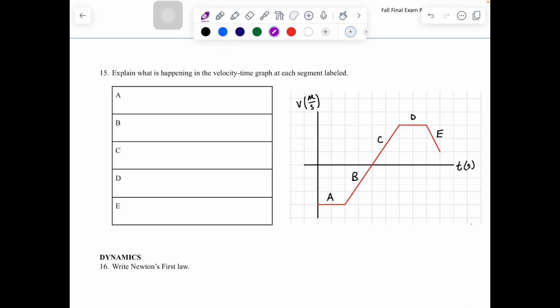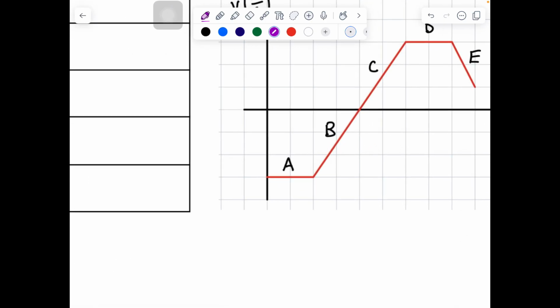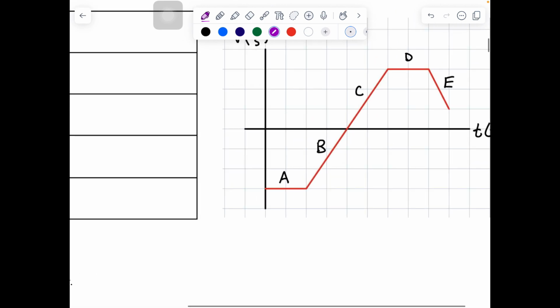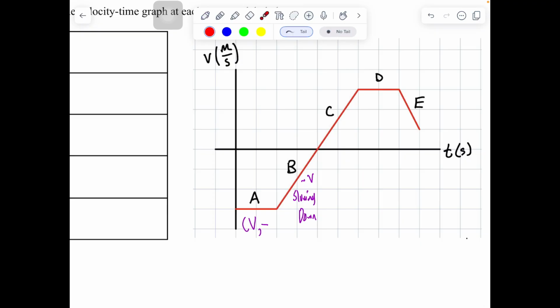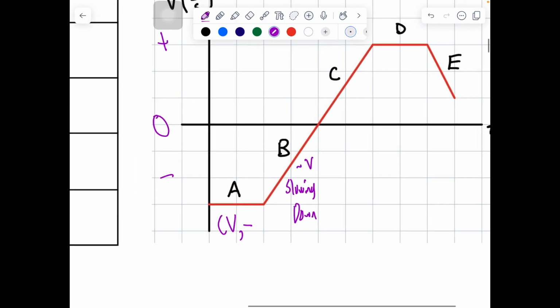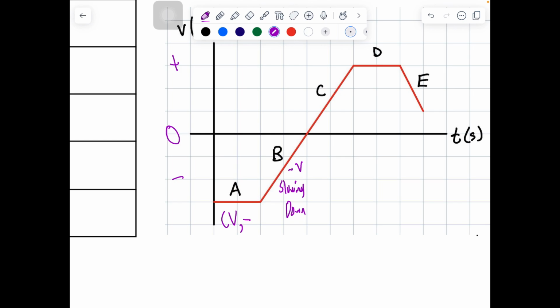Explain what's happening in the velocity time graphs. Okay, A, we have some constant velocity. I'll write CV for constant velocity, and it is negative. At B, they have a negative velocity, and they're slowing down. Recall that on a velocity time graph, the closer you get to the x-axis, the slower you are going, because at the x-axis is our 0 velocity. Above the x-axis is positive, below the x-axis is negative. So A is a constant negative velocity. B is a negative velocity. You're moving backwards, but you're slowing down.